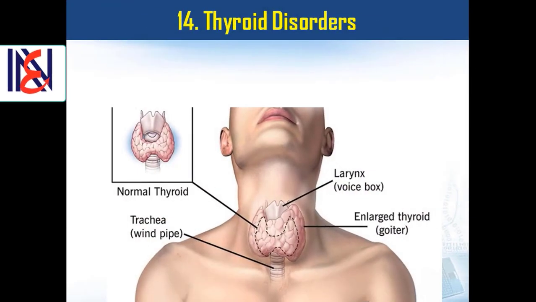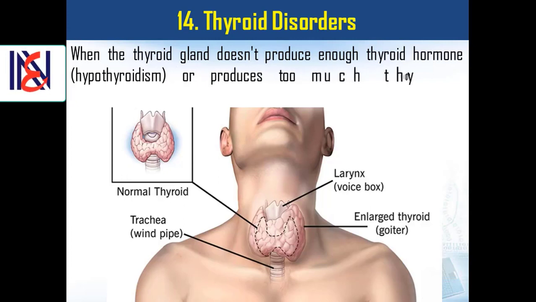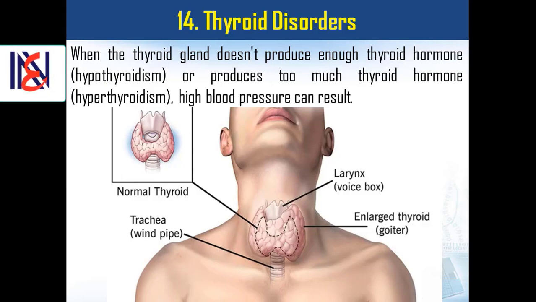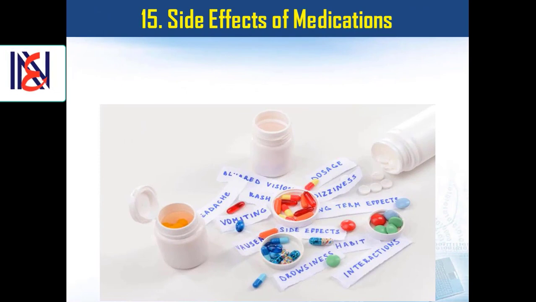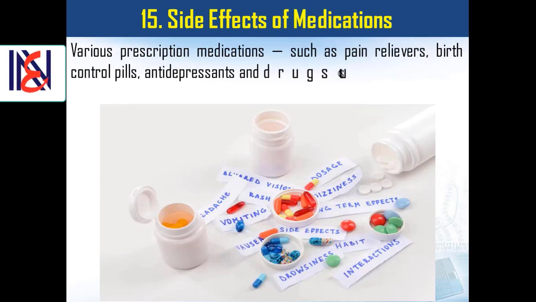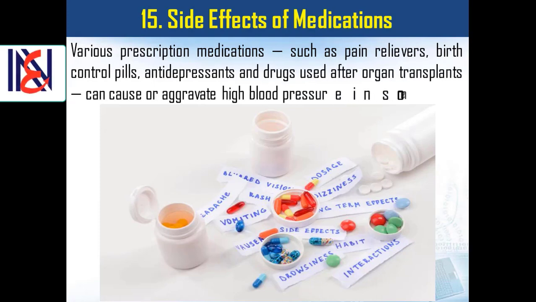14. Thyroid disorders. When the thyroid gland doesn't produce enough thyroid hormone, hypothyroidism, or produces too much thyroid hormone, hyperthyroidism, high blood pressure can result. 15. Side effects of medications. Various prescription medications, such as pain relievers, birth control pills, antidepressants and drugs used after organ transplants, can cause or aggravate high blood pressure in some people.